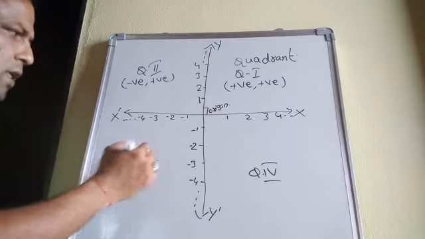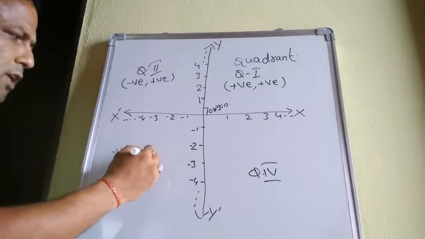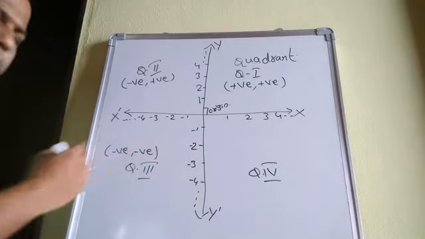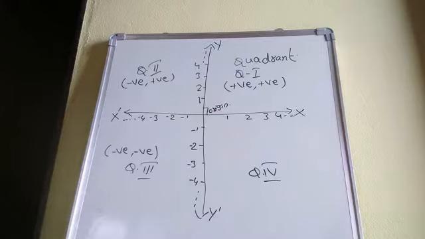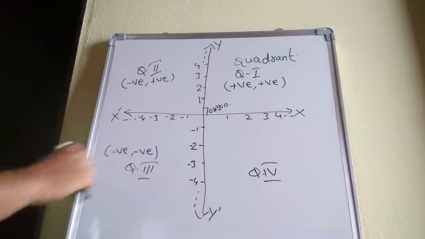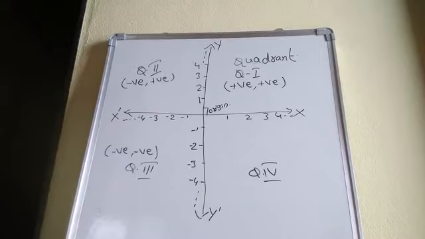Now you see in the third quadrant, the x-axis is negative and the y-axis is also negative. So any point which consists of two negative numbers, negative, negative, will be lying in the third quadrant.